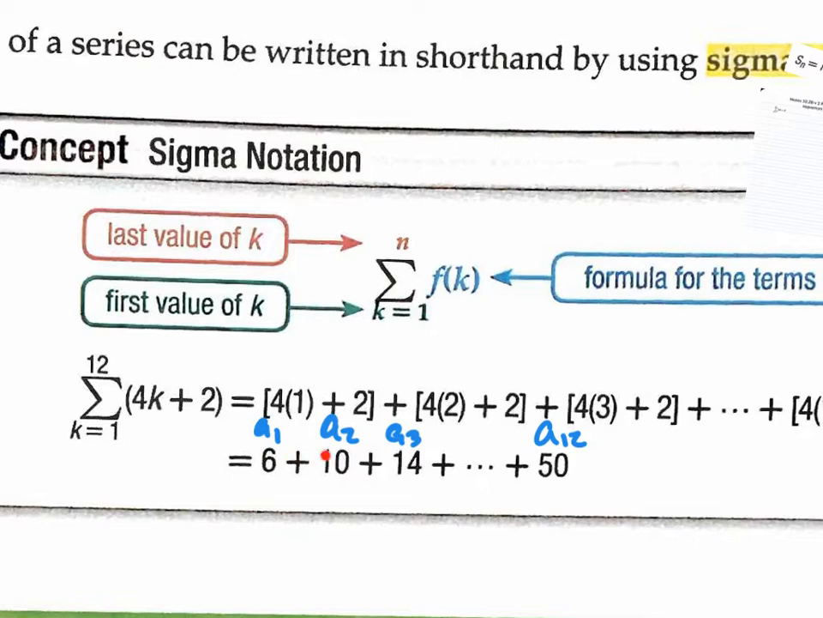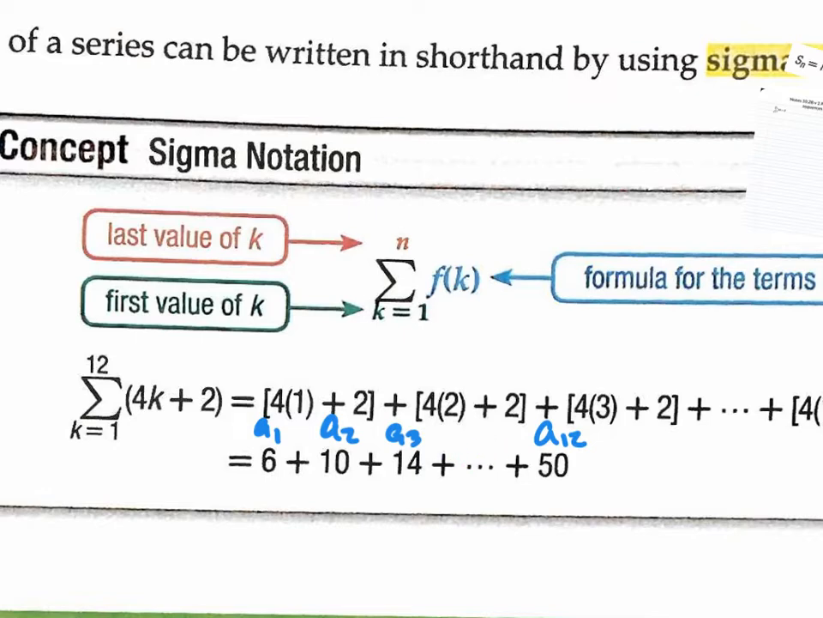Now, we still need to add up all these numbers. So instead of going, okay, 6 plus 10 is 16, plus 14 is 30, and then 30 plus the common difference of 4, so 30 plus 18, and then 18 plus, and you keep adding.